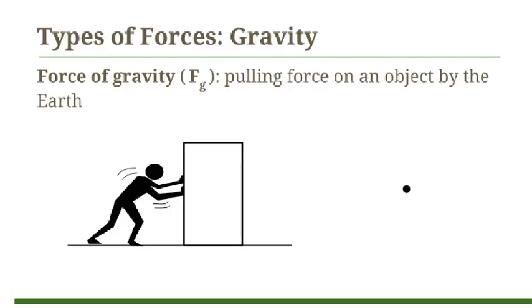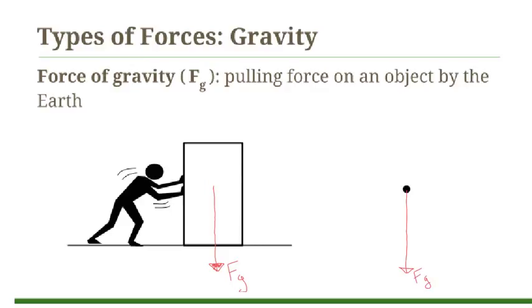But anyway, the force of gravity is the pulling force on an object by the earth. And so generally, when we see the force of gravity, it's pulling an object down, and we represent that as Fg, the gravitational force. Now, on the dot to the right of your diagram, I'm going to draw this arrow down going like this, and I'm going to put Fg.